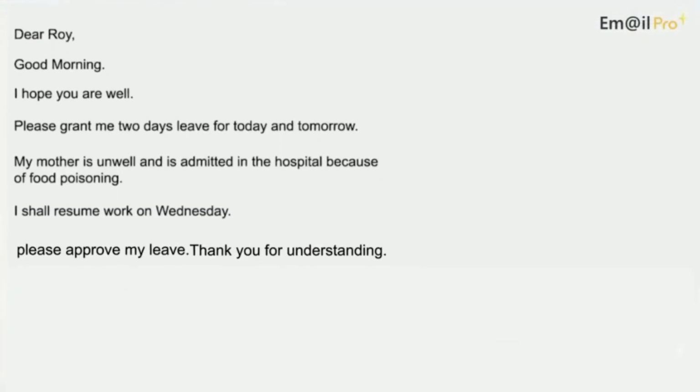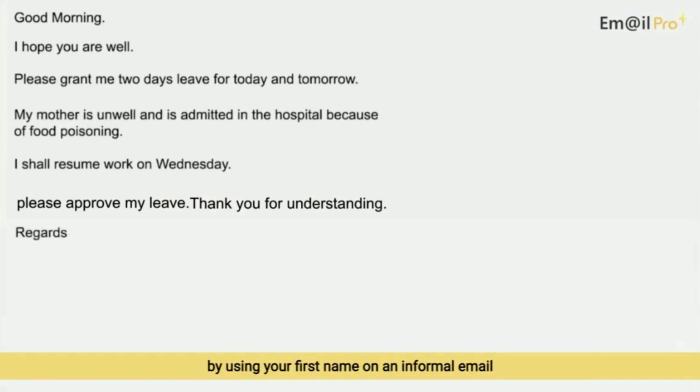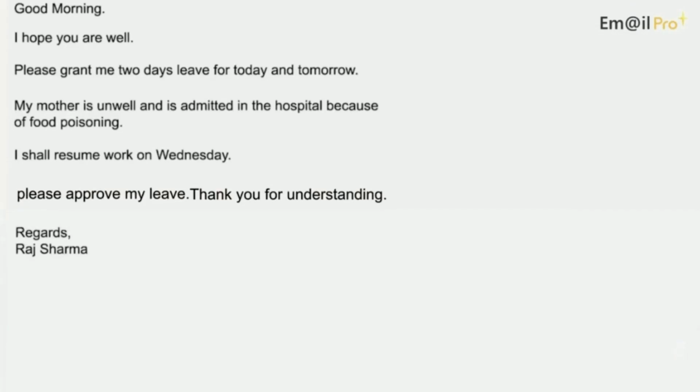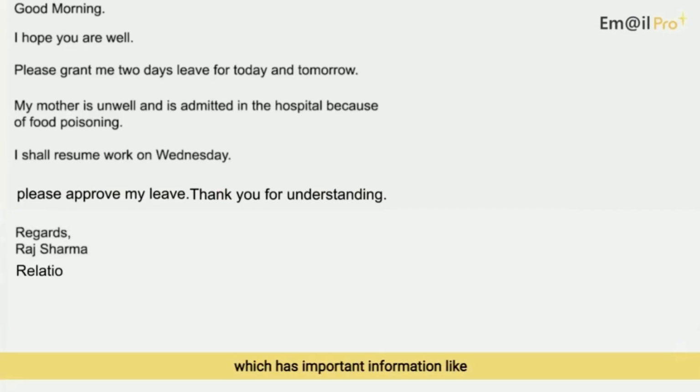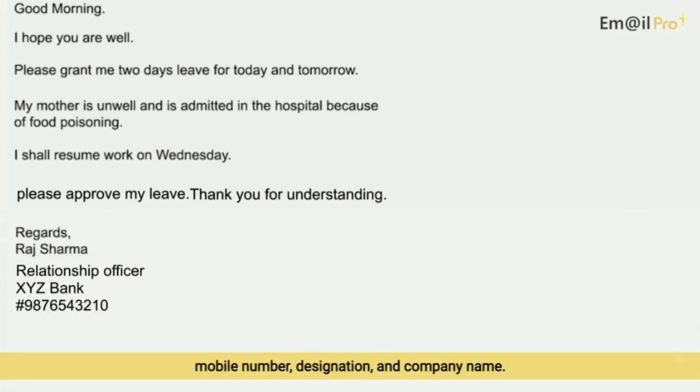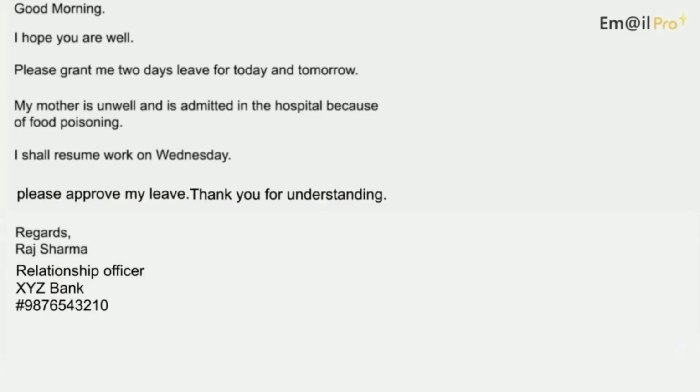Once you finish writing your email, you must sign off by using your first name on an informal email and your full name on a formal email. You can also use a business signature, which has important information like mobile number, designation, and company name.